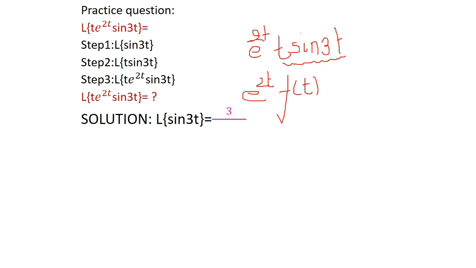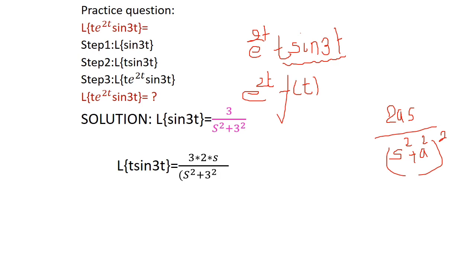So let's start the solution. The Laplace transformation of sin 3t is 3 upon s square plus 9, and here we are using the direct formula of t sin at, and the formula is 2as upon s square plus a square whole square. So here we put in the value of a. The Laplace transformation of t sin 3t is 6s upon s square plus 9 whole square.